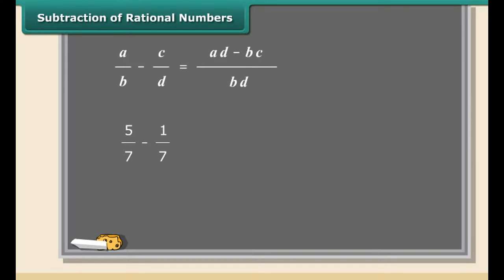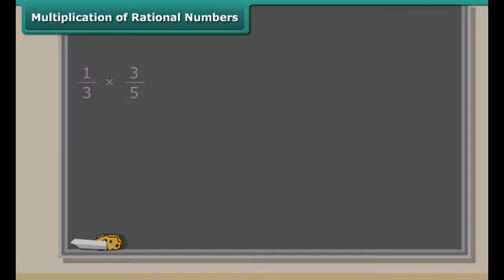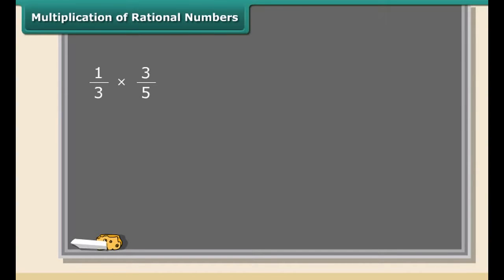Subtraction of rational numbers is the same as addition. Before subtracting the rational numbers, always look for the common denominator. If it's not common, multiply both parts of each number by the bottom part of the other. Here is an example of subtraction. We will subtract 1 by 7 from 5 by 7. We know denominators are already the same, so subtract the numerators and put the answer over the same denominator.